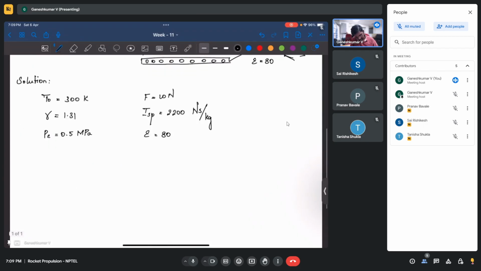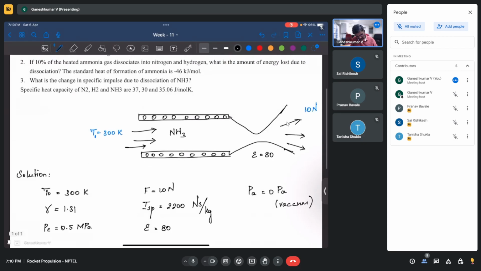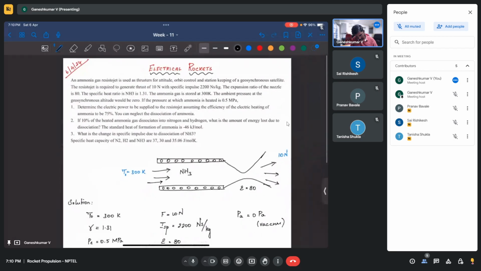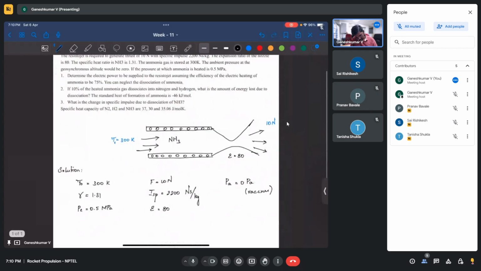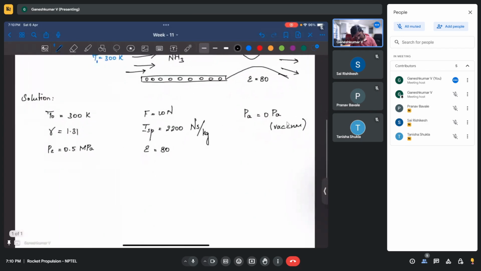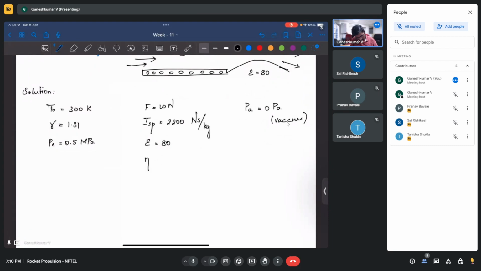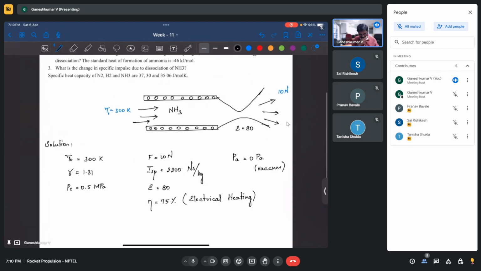And the ambient pressure, P ambient, is equal to nothing but 0 pascal because of vacuum conditions. Okay, now we need to find the power required, and for electrical heating, we have 75% efficiency. Okay, so this is the problem statement.